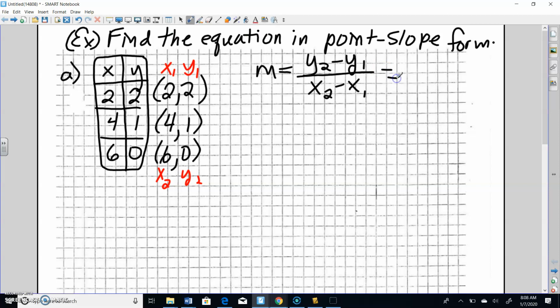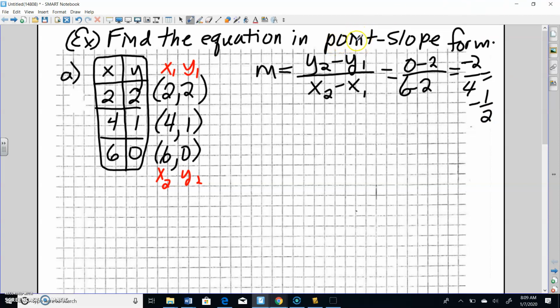So using the 2 points that I've identified, y2 is 0. So I'm going to take 0 minus y1, and y1 is 2. So that's going to give me 0 minus 2. And then my x2 is 6. x1 is 2. So I'm going to take 6 minus 2. And that gives me a negative 2 over 4, which is the same as a negative 1/2, right? So that's my slope.